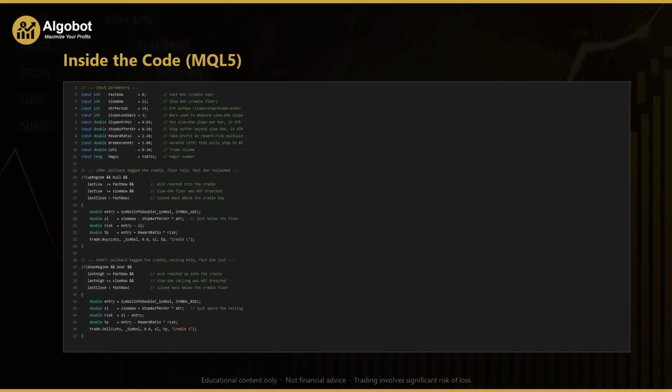The short block is a perfect mirror. It requires down regime and a bearish candle, the high tagging the cradle from below, the SlowEma ceiling holding, and a close back below the FastEma. Entry is at the bid. The stop sits just above the SlowEma, and trade.sell places the order with the same reward to risk logic.